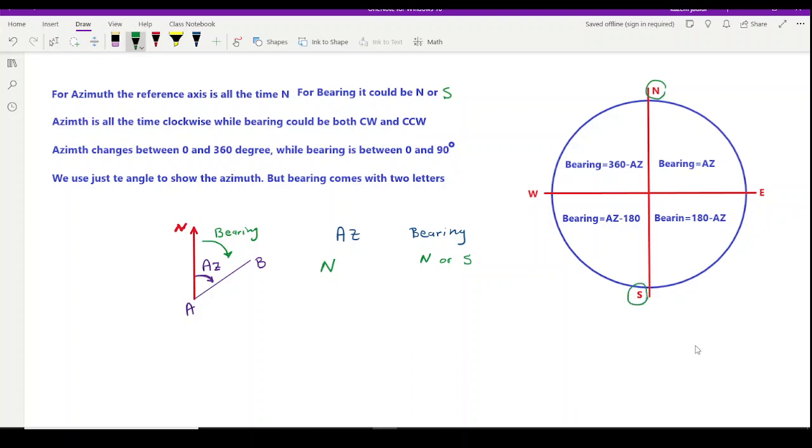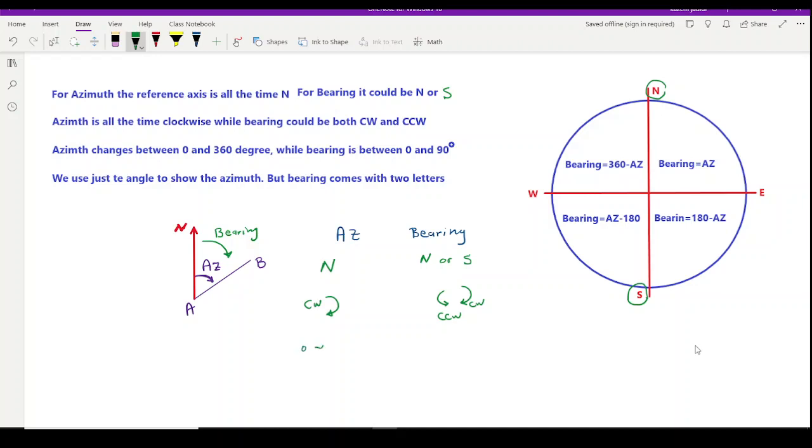Now, azimuth is all the time a clockwise angle. So it's going to be all the time clockwise. But for bearing, it could be clockwise or counterclockwise. So bearing could also be counterclockwise. Azimuth all the time clockwise. For azimuth, it starts from north and goes all the way back to north.